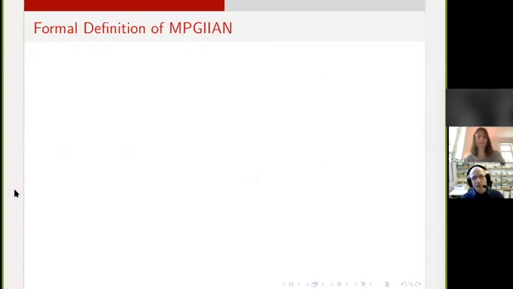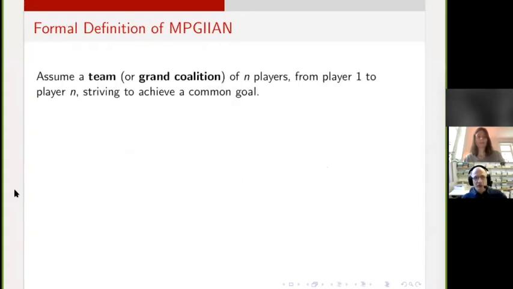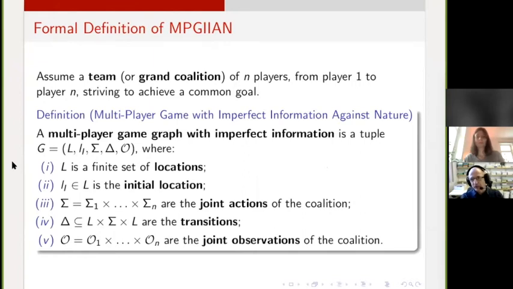So the formal definition then is that we assume that we have a team or grand coalition of n players, called player one to player n. And the mathematical definition is as you would expect for such a graph-based notion or finite state machine, if you want. So the nodes are here called locations. There's an initial location. Then there's a set of joint actions.